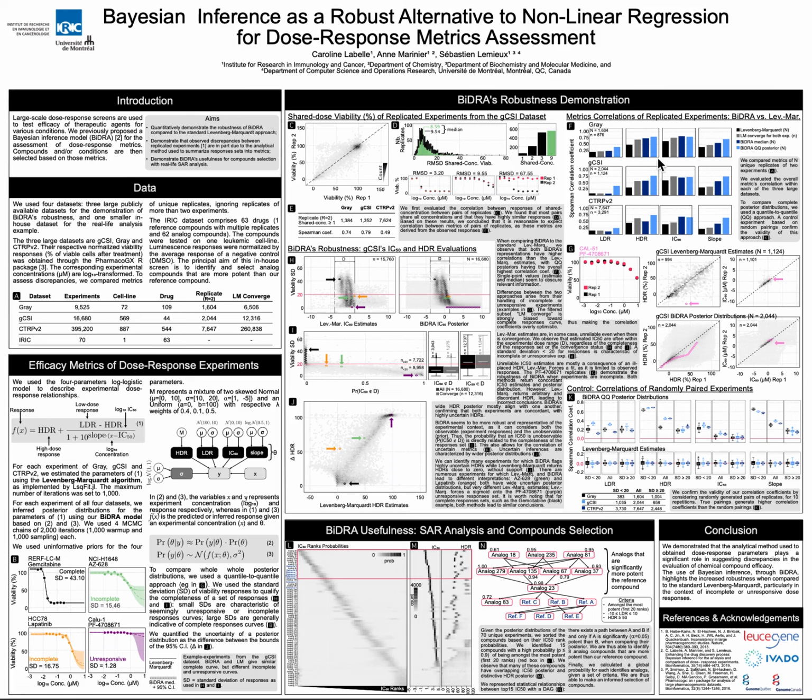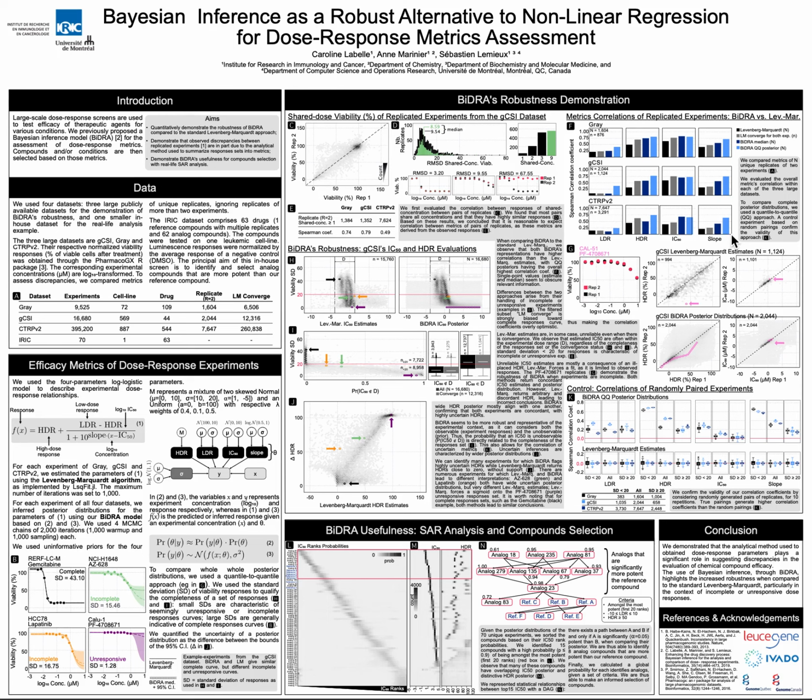When comparing BIDRA to the standard Levenberg-Marquardt, we observed that both of BIDRA's representations have higher correlation than the Levenberg-Marquardt estimate, with QQ posteriors having the overall highest correlation coefficient. Single point values, estimate and median, seem to obscure relevant information. The difference between the 2 approaches arises from their handling of incomplete or unresponsive experiments.